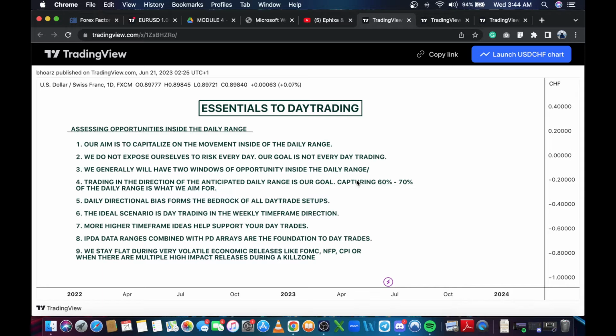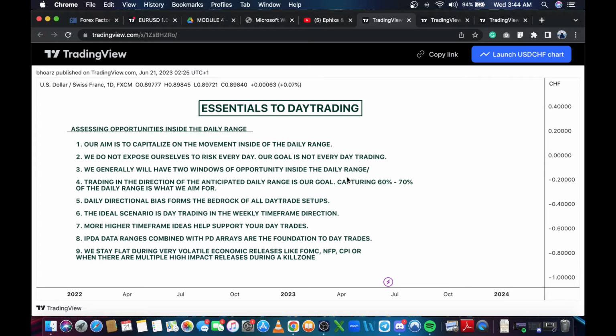So our aim is to capitalize on the movement inside the daily range, and what we're looking to do is capture a major portion of the daily candle, which is our goal here. We do not expose ourselves to risk every day.